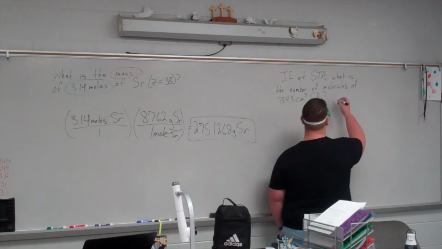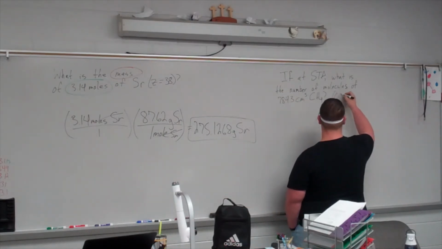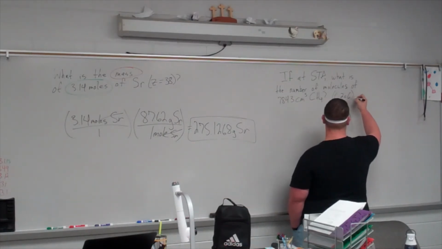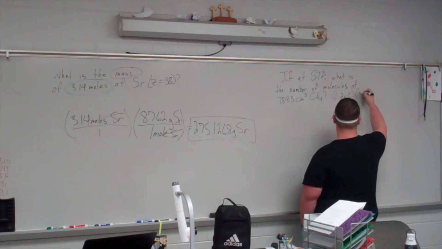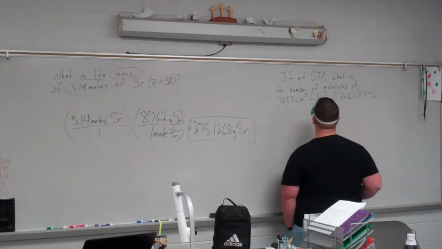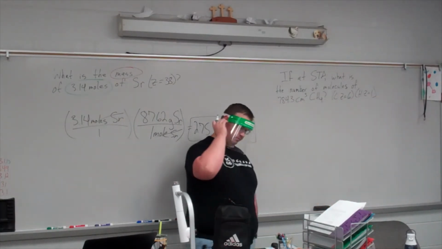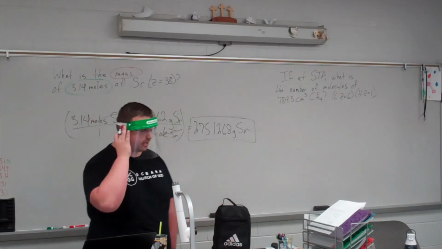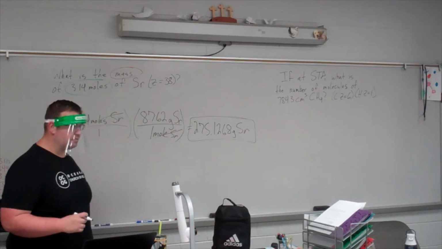Help you out. Carbon is 6. Hydrogen is 1. Now, here's the fun part. I want to teach you a trick. Formulate your plan first.